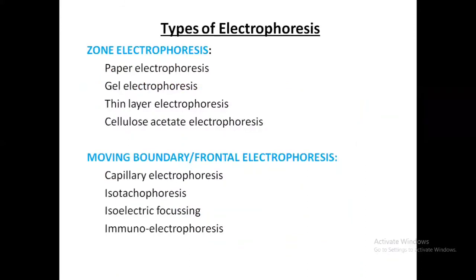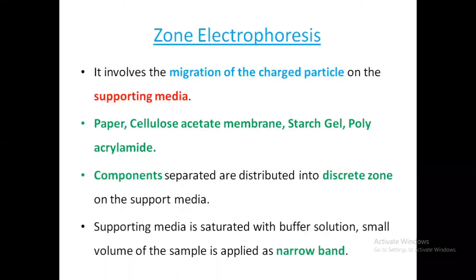Now, what are the different types of electrophoresis? We will see. We have two major categories: one is zone electrophoresis, and the second is called moving boundary electrophoresis. What do we mean by zone electrophoresis and moving boundary electrophoresis? Now I will explain. Zone means you are taking a supporting medium, either paper or gel. I told you that you can take paper, cellulose acetate membrane, starch gel, or polyacrylamide gel. Anyone you can take as a supporting media.